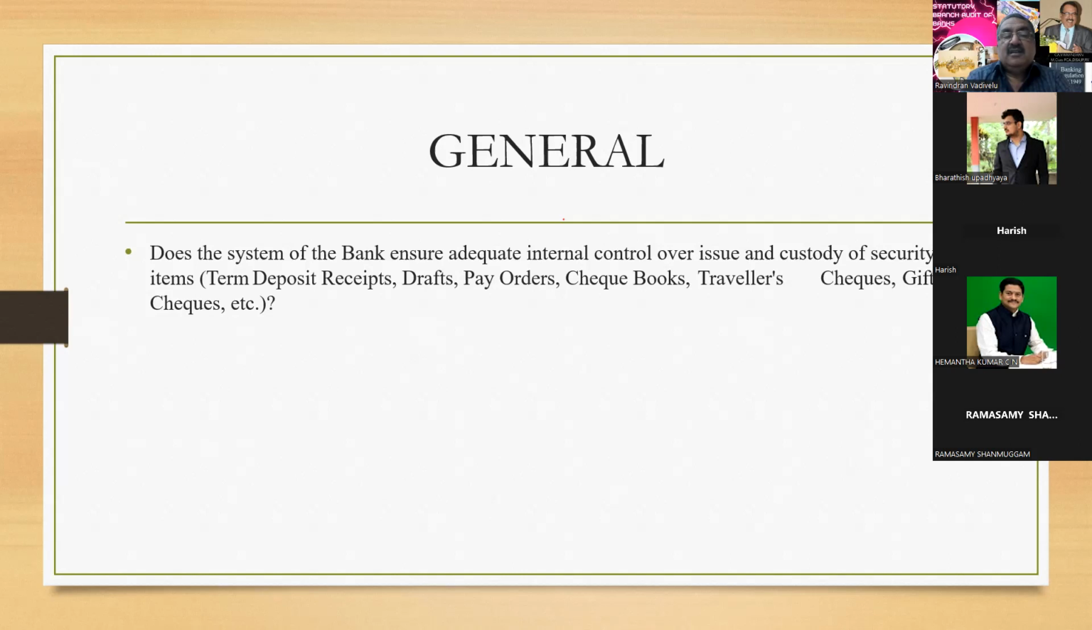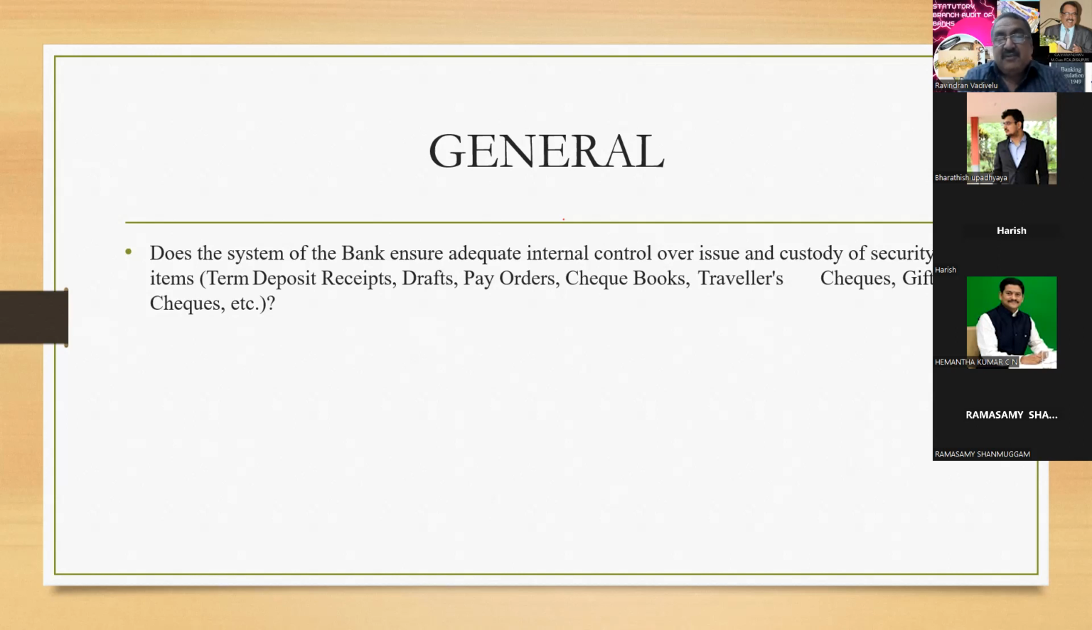They found that the same DD was encashed at Bangalore. The bank is at Salem. So I found this type of fraud, and they found that there was a DD encashment of 80,000 rupees, and the DD signature was forged by one of the officers.